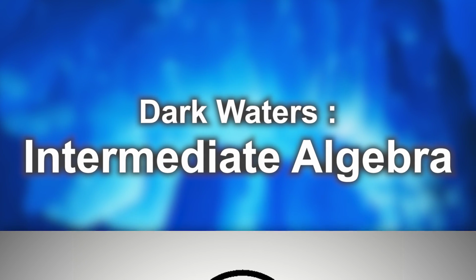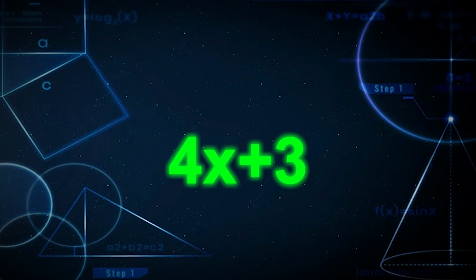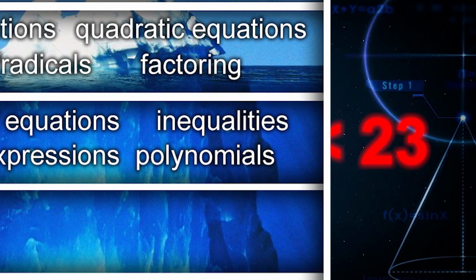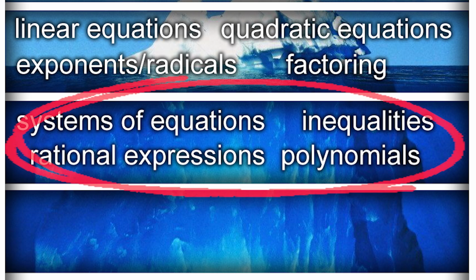We're now moving on to level 3 of the iceberg. Intermediate algebra is basically the previous level, but more complex. There are 4 concepts at this level, which are systems of equations, inequalities, polynomials, and rational expressions.